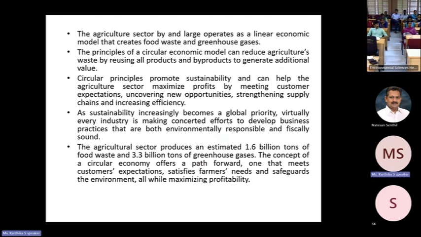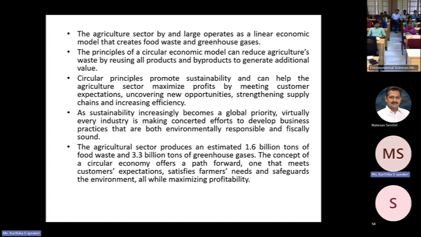Sensitive to climate change, they disappear. So we have to think about promoting sustainability, helping the agriculture sector maximize profits by meeting customer expectations, uncovering new opportunities, strengthening the supply chain and increasing efficiency. Because if all the wild related species disappear, then we will suffer. The breeding program will fail. We need the gene pool to emerge new cultivars, new species, or whatever it may be.